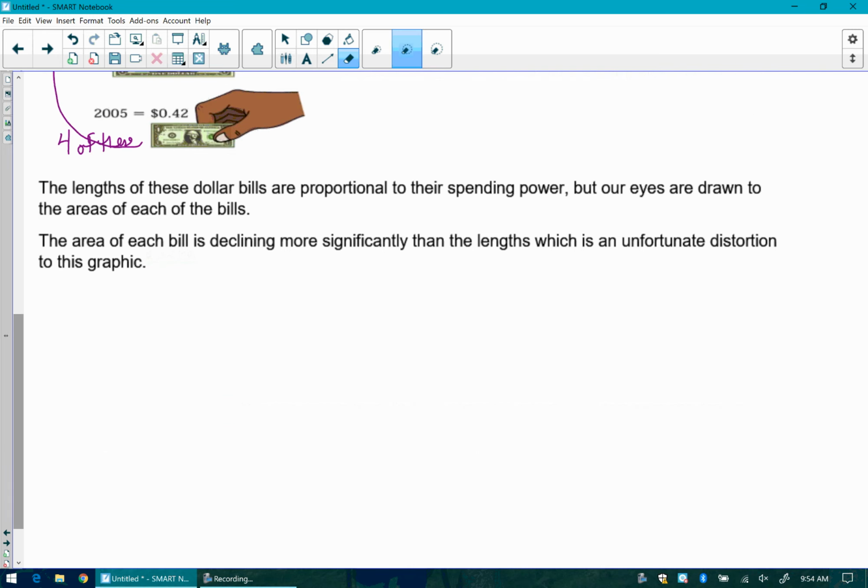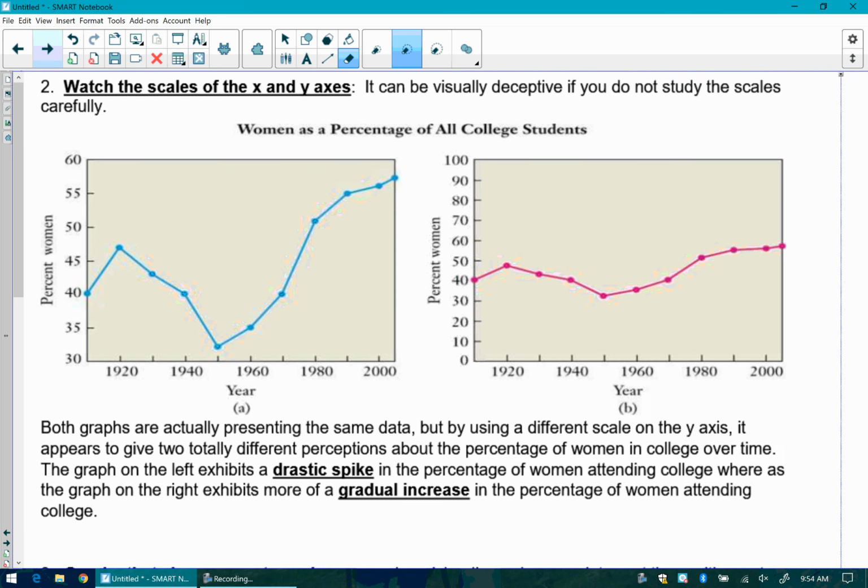On the next page, you always want to watch the scale of your x and y axis. In actuality here, in number 2, this is the exact same data set. However, the graph on the left makes it appear that women as college students took a large, drastic spike from 1950 through 2000. However, the graph on the right, the exact same data, you can see that while there was in 1950 a gradual increase, it wasn't near the drastic spike that we see over here on the left.